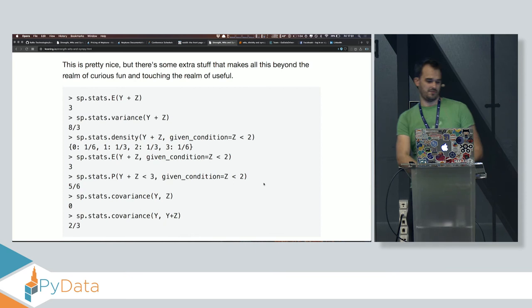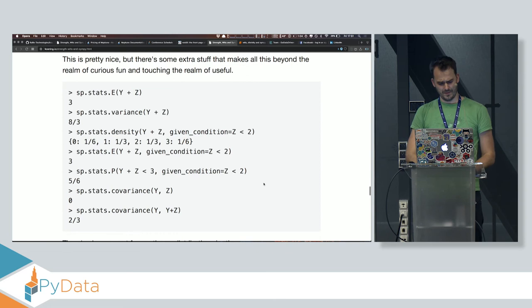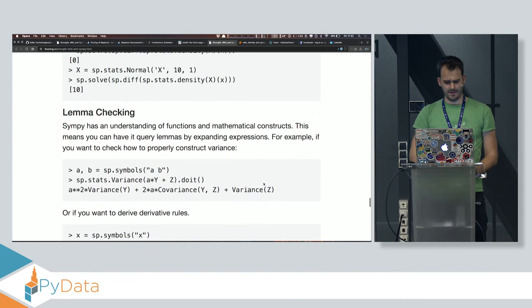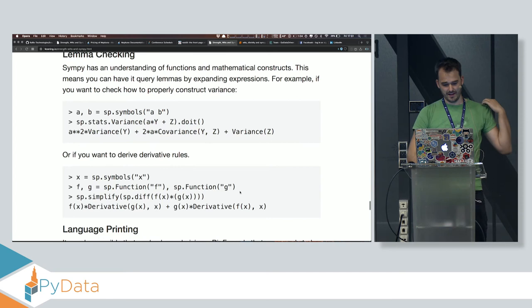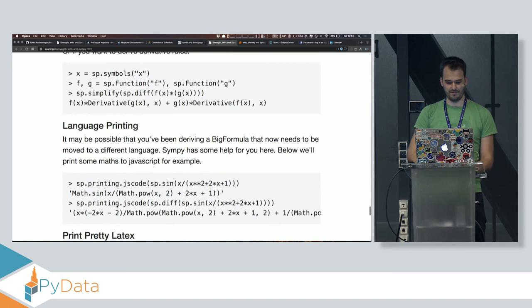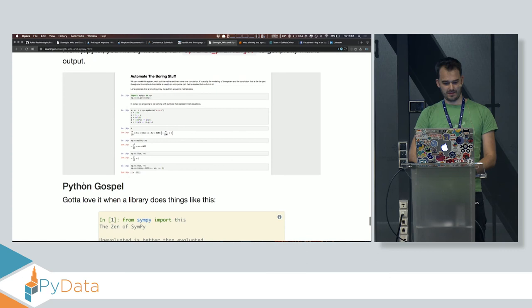So this is sort of getting beyond the realm of curious fun and actually touching on the realm of actually slightly useful. If you have a proof and you don't understand it, you can chuck it in here and maybe it will do it for you. There's even lemma checking, so if you want to say, hey, this is the variance and these are all symbols, please do the math for me such that I know what the formula is for this expression. You can even do derivative rules, so you can declare something to be a symbol or a function. And then you can say, hey, if I differentiate f times g, what do I get out? Does the math for you.